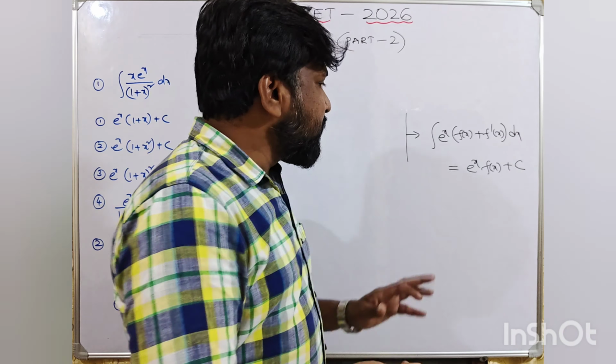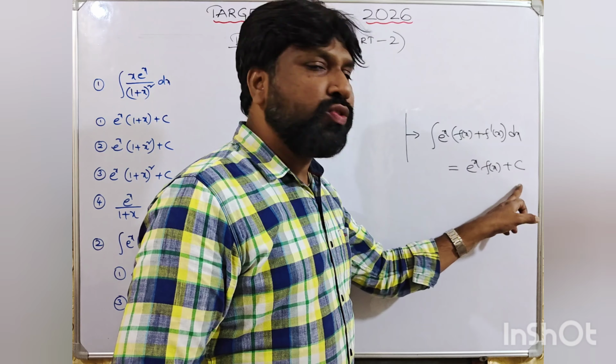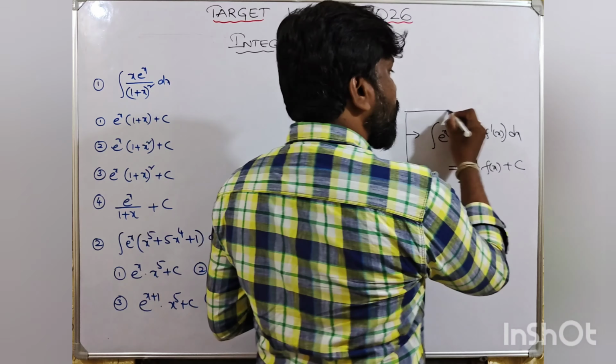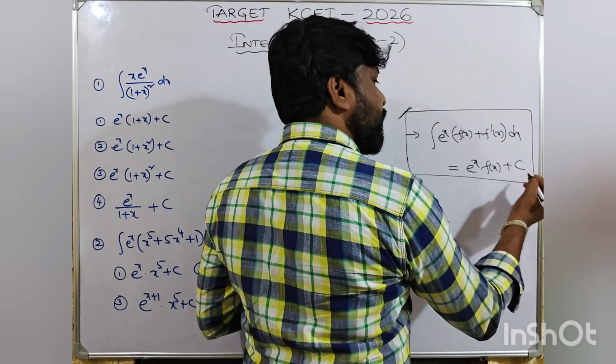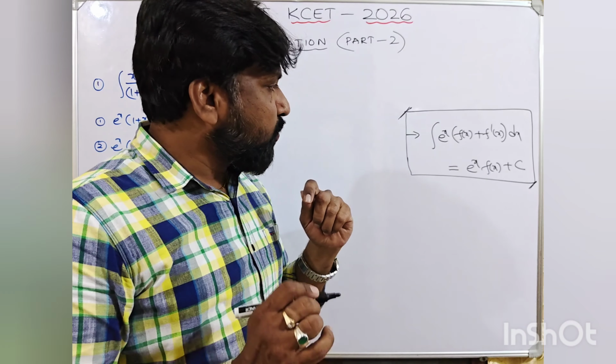So what is the formula? Integral e power x into f of x plus f dash of x dx is equal to e power x into f of x plus c. Based on this concept, compulsorily every year they ask one question. That is the most important area, so I am going to discuss it now. Look carefully, friends.